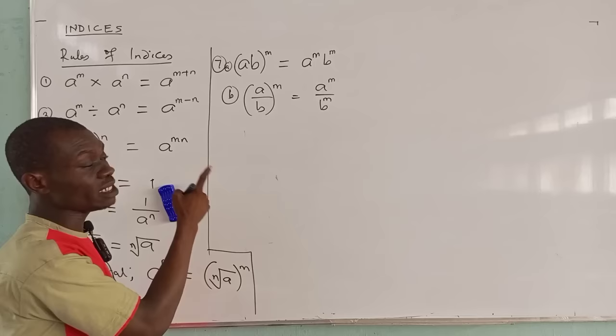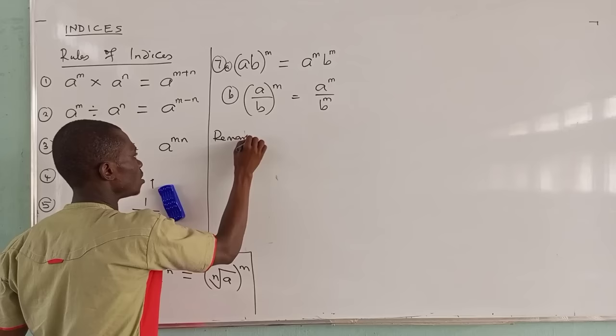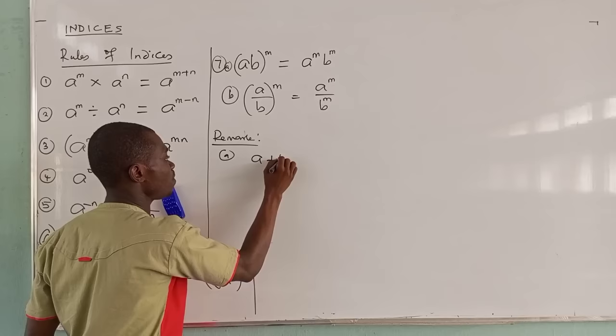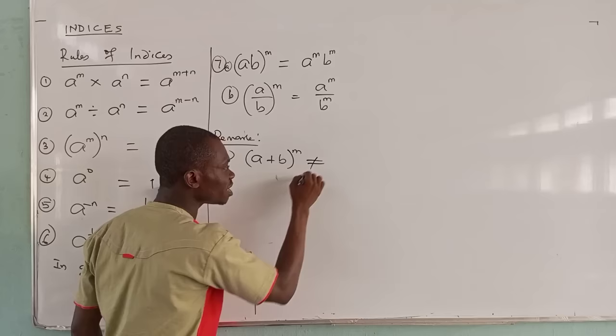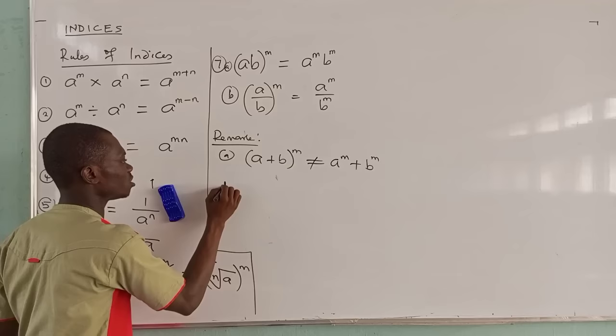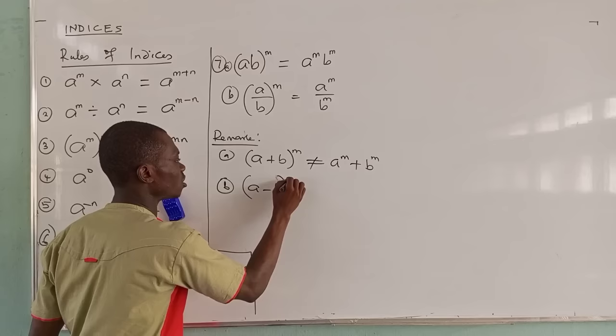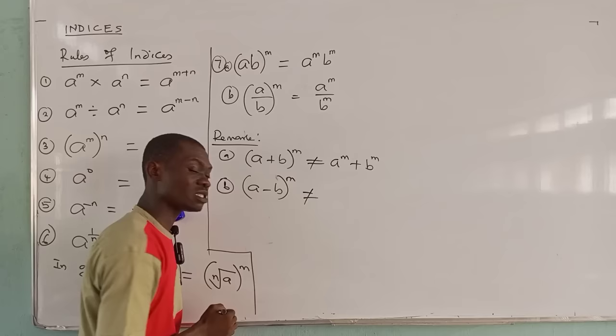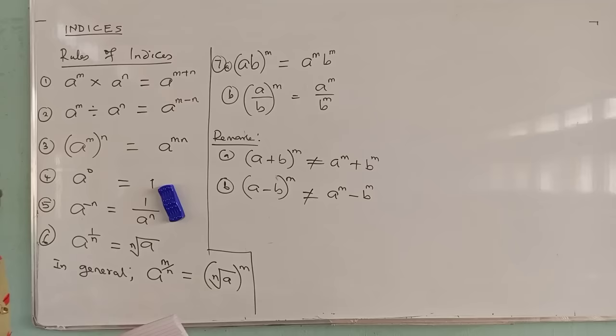Now, but this is not true for subtraction and addition. And so remark that. Note, this is not true for addition and subtraction. That means if I have a plus b all raised to the power m, this is not the same as a raised to the power m plus b raised to the power m. Always note that. And it also holds for subtraction. Power is not distributive on addition and subtraction. That means this is not the same as a power m minus b power m. Please take note of that. But that holds for multiplication and for division.